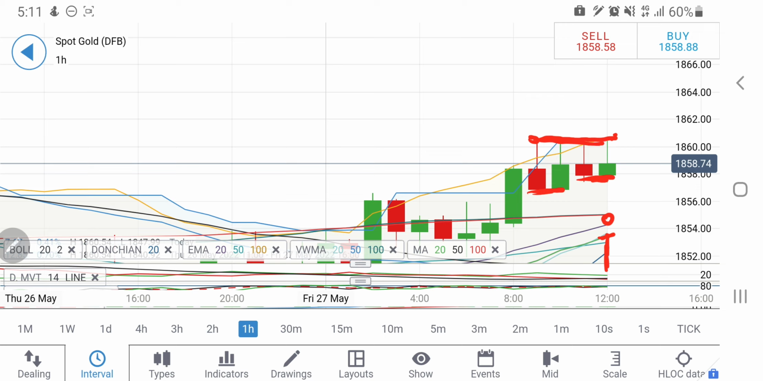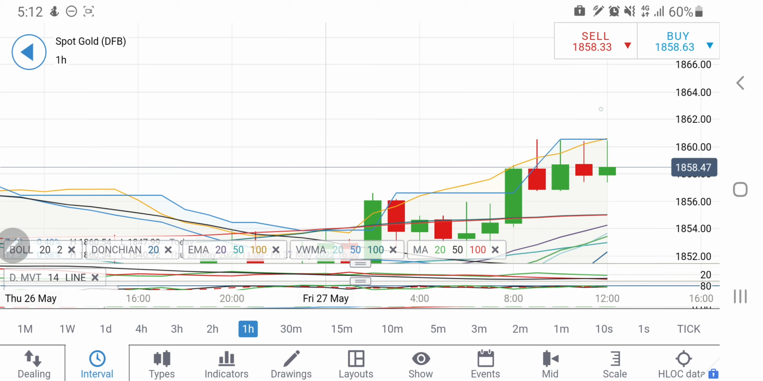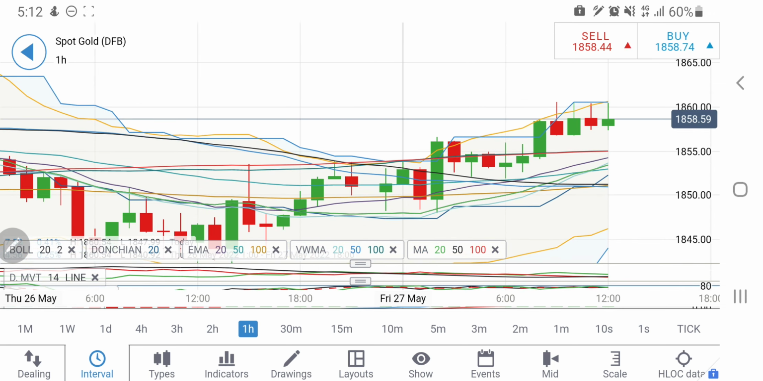Now, whenever such things happen, that there is a wall you see on the upside which it fails to go past, most of the time it reverses. It is just like you are trying to ride a speeding vehicle and you find a wall which you fail to pass, then you have to take a U-turn. Similarly, it may try to do so, but I will be cautious till the time it is above 1854 levels. Now why 1854?